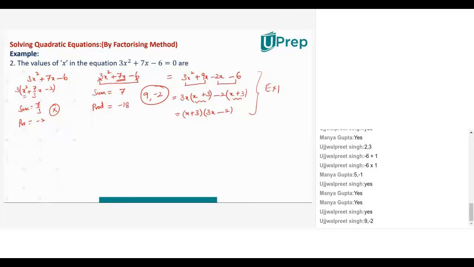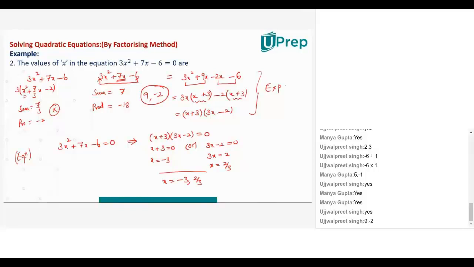What I need is the equation now. The question is very simple. My equation says 3x square plus 7x minus 6 should be 0. That means x plus 3 into 3x minus 2 is 0. When will the product of two factors become 0? Either x plus 3 is 0 or 3x minus 2 is 0. The first gives me x as minus 3, and the second gives me 3x as 2, or x as 2 by 3. Did I get both the solutions? The x values are minus 3 and 2 by 3.